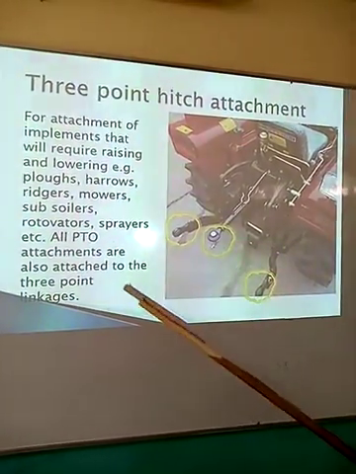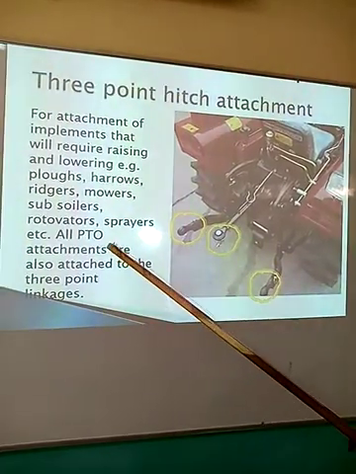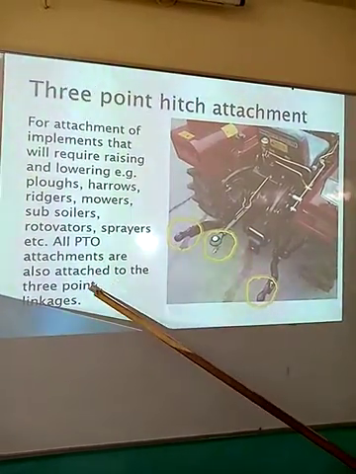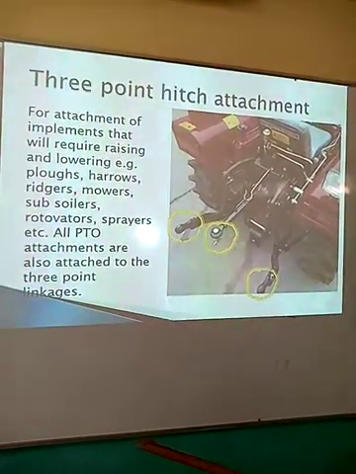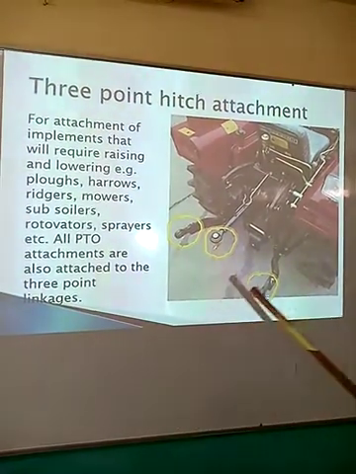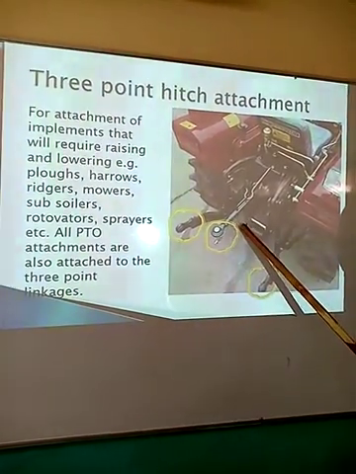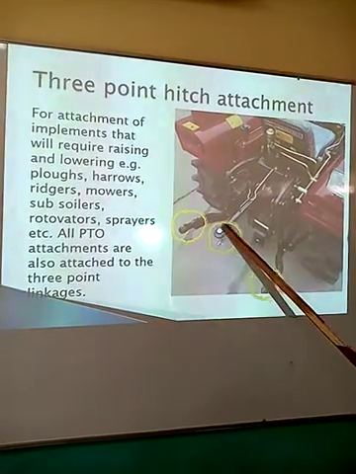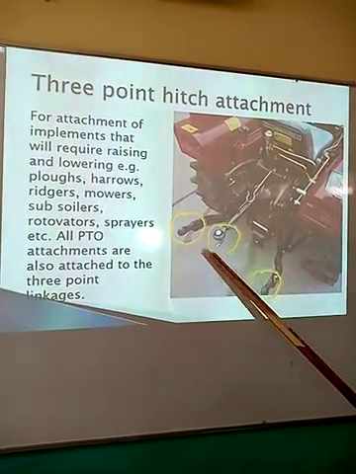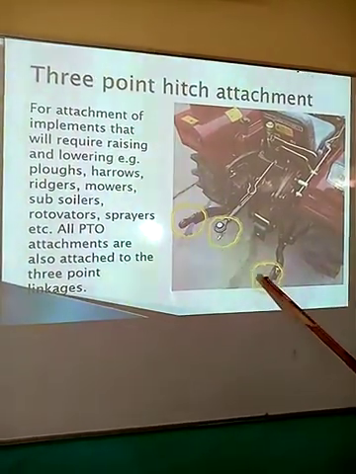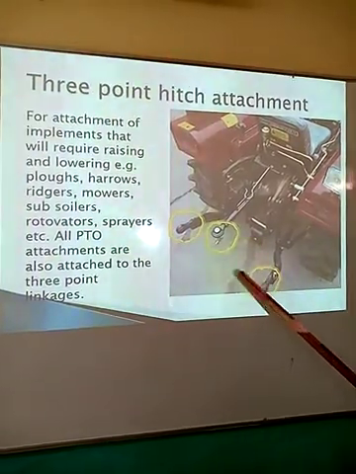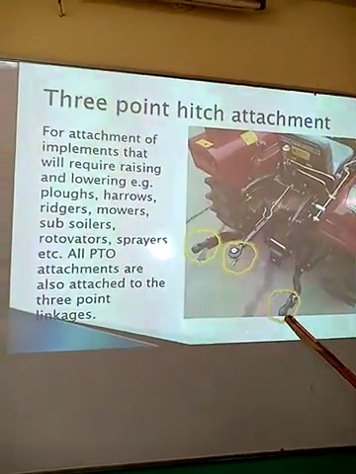And even all the PTO attachments, the implements that require attachment to the PTO shaft, must also be attached to the 3-point linkages. So the 3 points, as we already saw in the previous clip, are the top linkage and then the 2 lower linkages to which the cross shafts of the implements will fit.